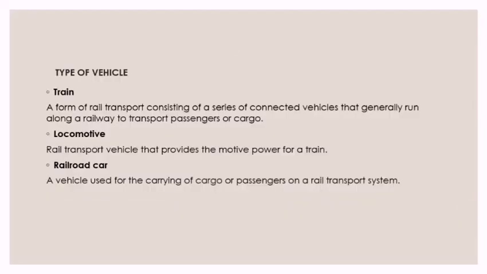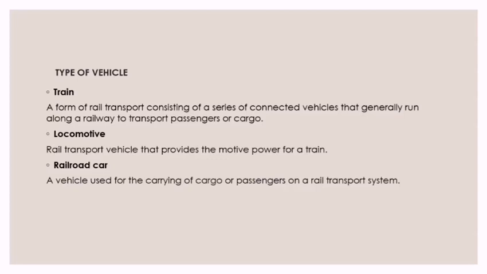For rail operations, there are three types of vehicles: train, locomotive, and railroad car. A train is a form of rail transport consisting of a series of connected vehicles that generally run along a railway to transport passengers or cargo. Trains, also known as freight or goods, have two types, which are passenger train and freight train.